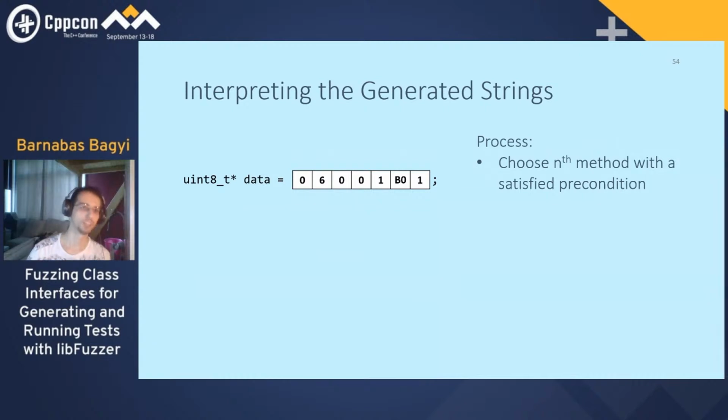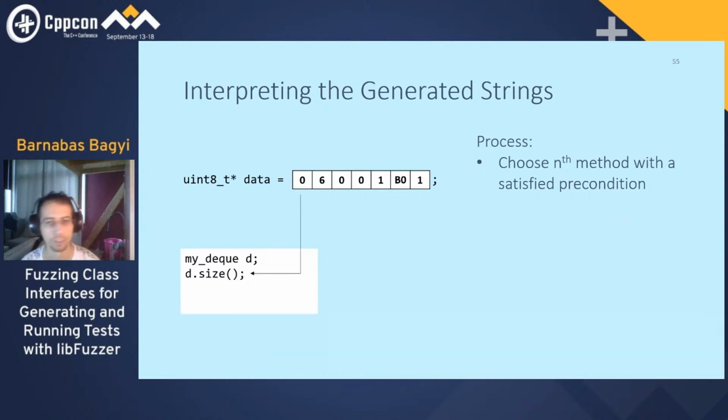Now, how the interpretation actually works. Let's suppose that we get the data shown here from libFuzzer as a fuzz string. And what we will do is that we will take the first byte of it, interpret it as the ordinal number of the method to be called, and then we call that method. The number 0 was size. But the number 6 is push front.